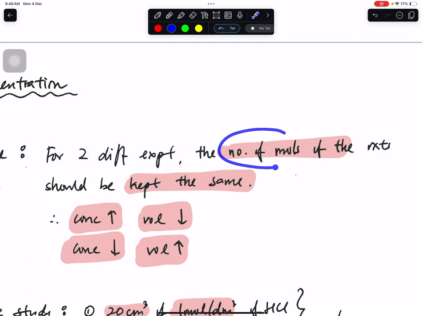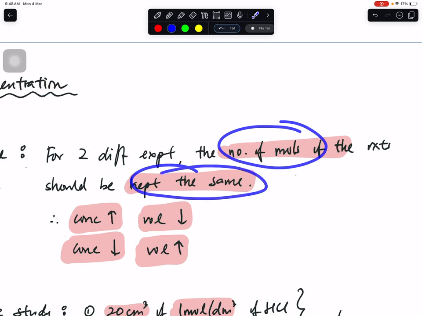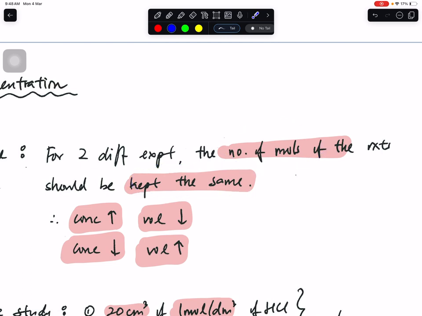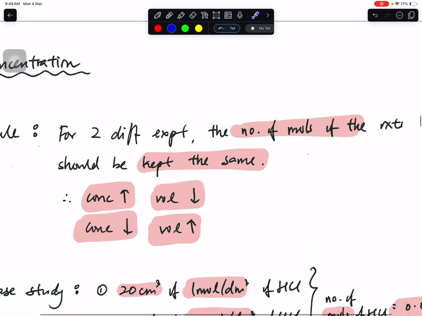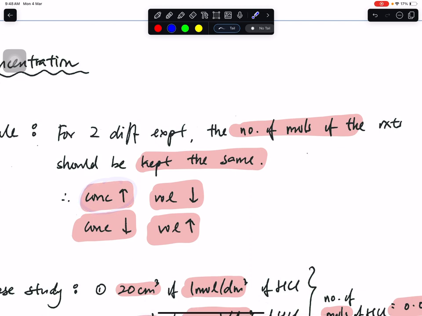When it comes to two different experiments, your number of moles should be kept the same if you want to compare the effects of concentration. Meaning that if your concentration is higher, use less of it, and if your concentration is lower, you use more of it.